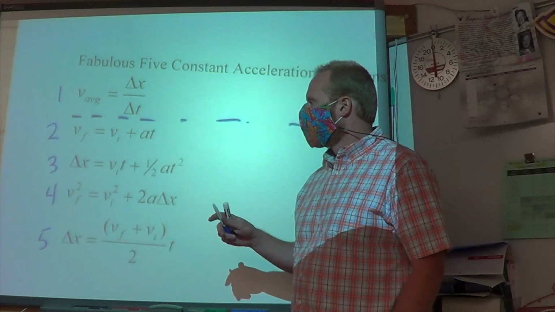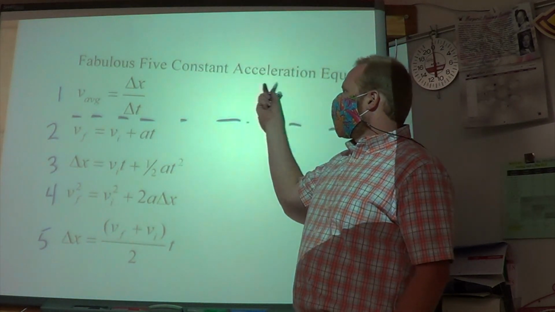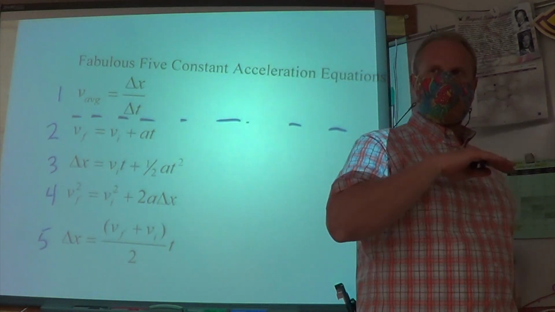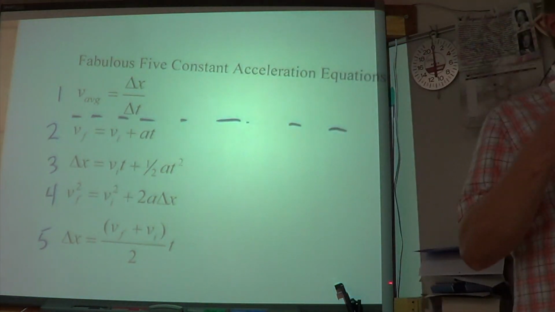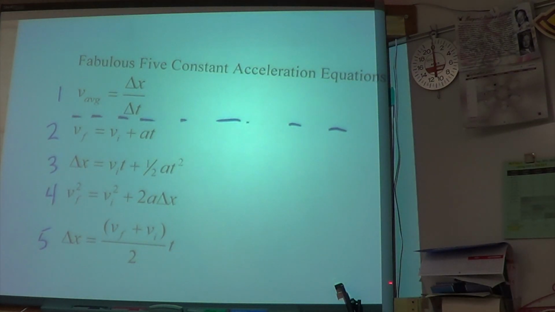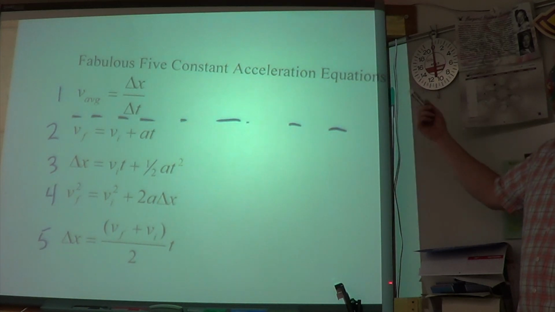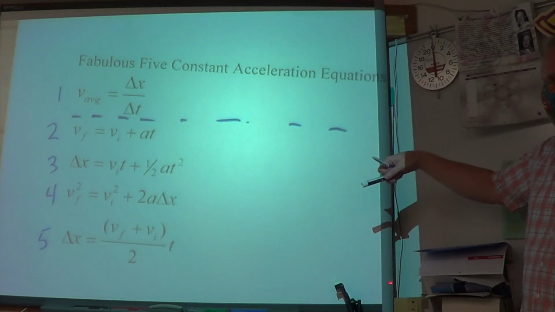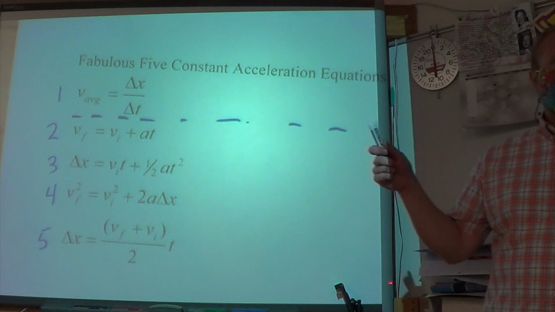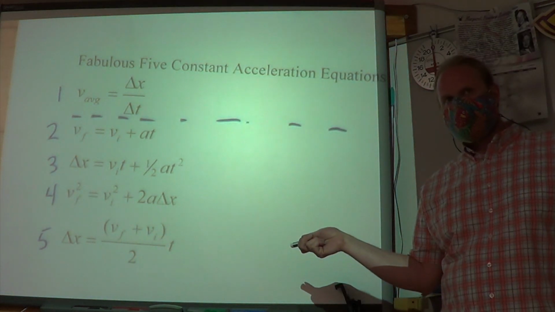Okay, let's use them. It does talk about constant acceleration, and when we looked at velocity versus time graphs, we always had these nice straight lines, and I said, realize in real life, that's not the case. But those are the ones we're going to focus on. When we do what I call Fab 5 problems, problems using these 5, they're all going to be constant acceleration, because we can solve them using algebra.